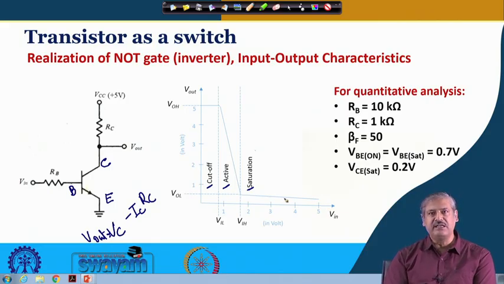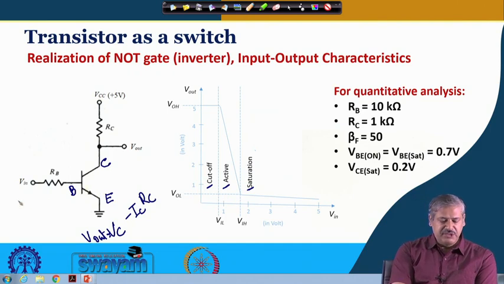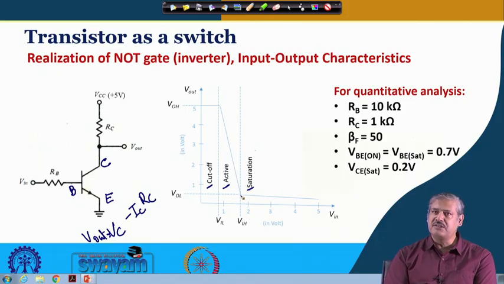Any voltage higher than that at the input side will move the transistor into saturation. Is it clear? Let me repeat once more. From VIL, when the transistor starts conducting, which is in the active region, gradually with increase in Vin, the base current increases, the corresponding collector current increases, and Vout starts falling. It continues up to a level where it enters saturation.